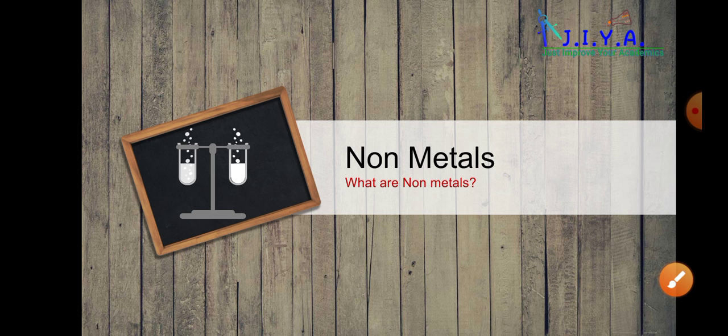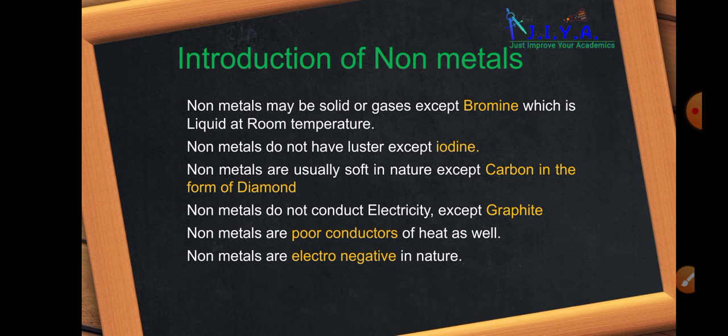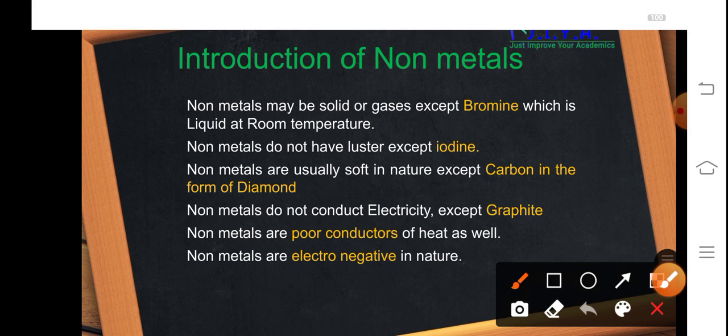So let us start. What are nonmetals? How do we define nonmetals? We can define nonmetals by checking the characteristic properties. Nonmetals may be solid or gases, except bromine, which is liquid at room temperature. So this is the first property of nonmetals, that they are usually solid or gaseous. But bromine, as an exception, is liquid at room temperature.